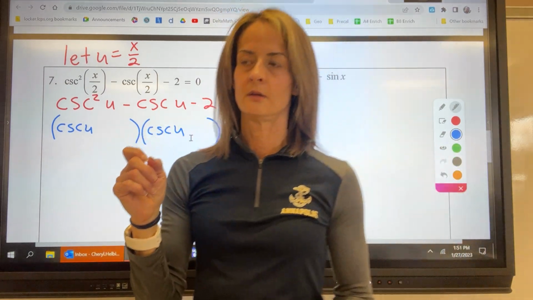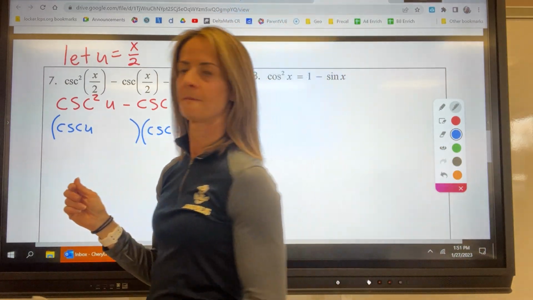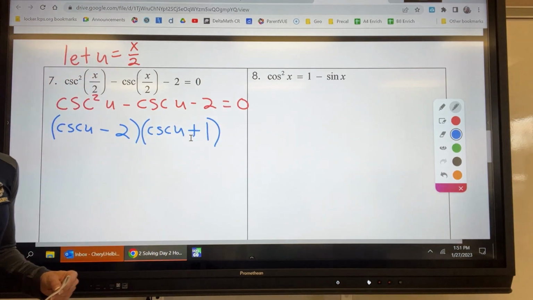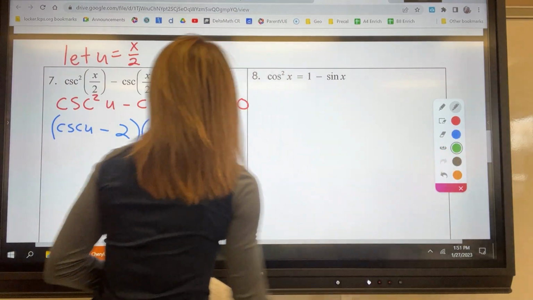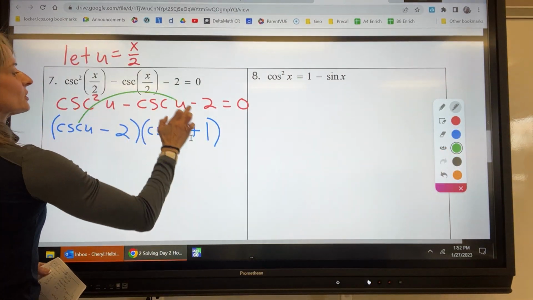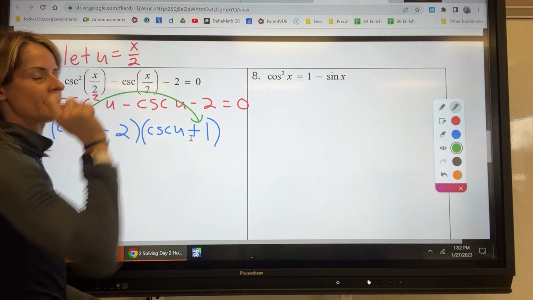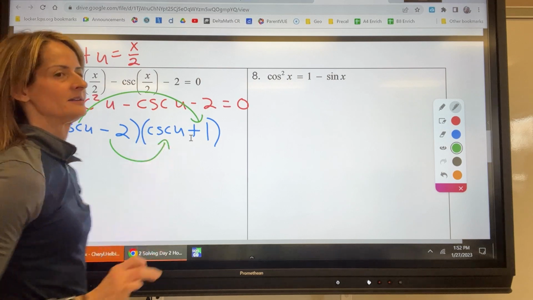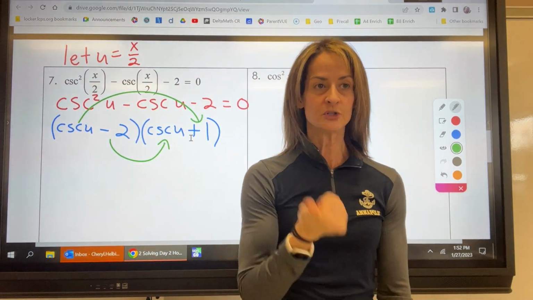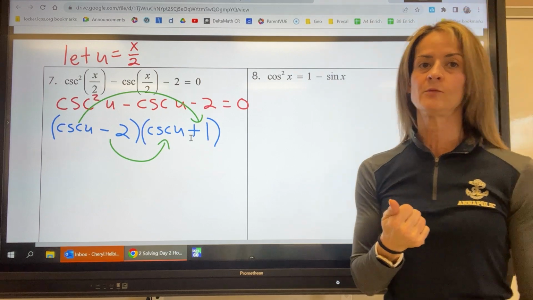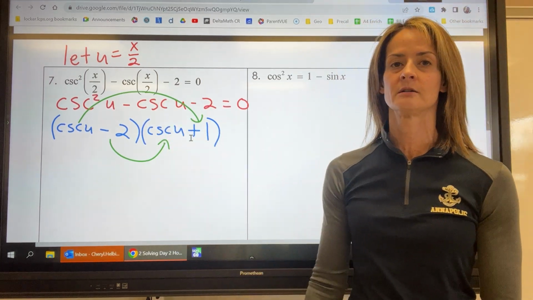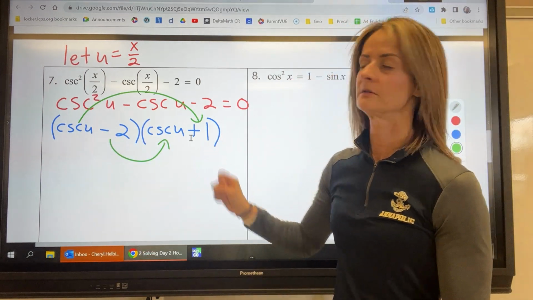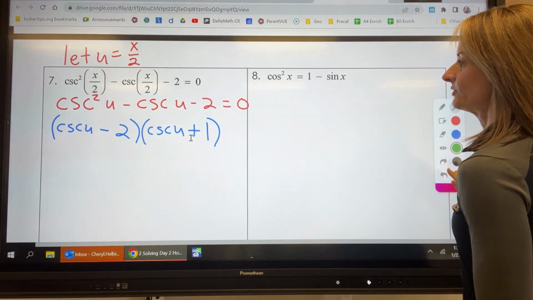Anybody know? It's been a bit since we factored. -2 and +1, because the outer terms, when you multiply it, you get the cosecant times 1, that's a positive cosecant. And then a -2 times cosecant will give me a -2 cosecant. -2 cosecant plus a 1 positive cosecant will give me a negative cosecant, which is what I have there. Which is why I made the 2 negative rather than the 1 negative. Okay. So that's a quick review on factoring.